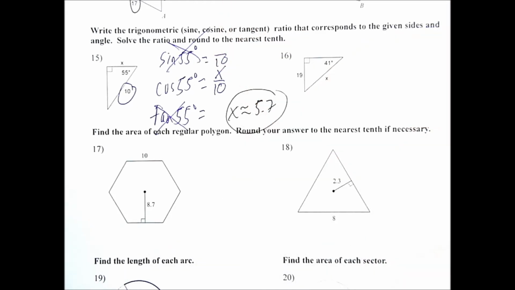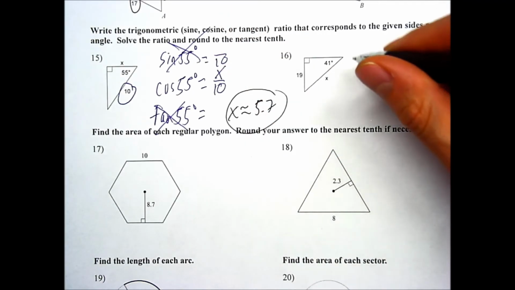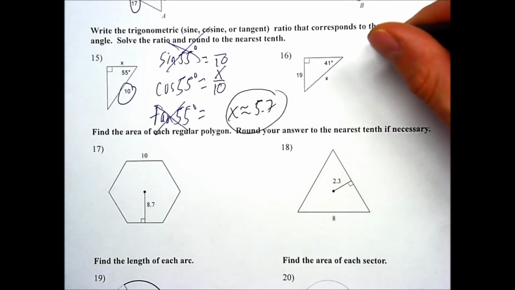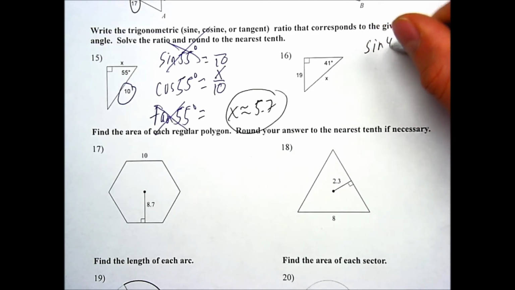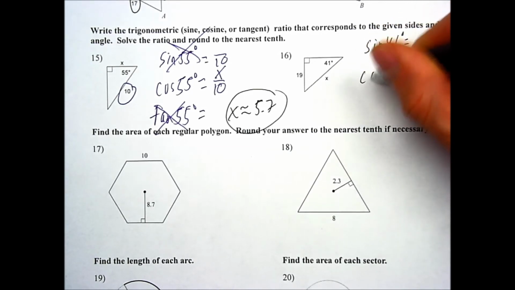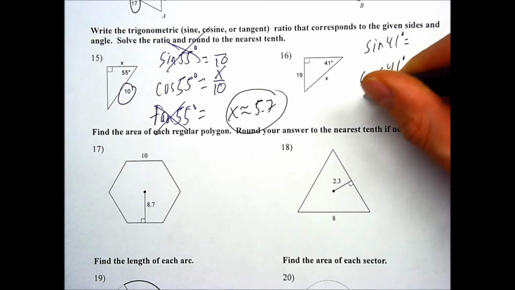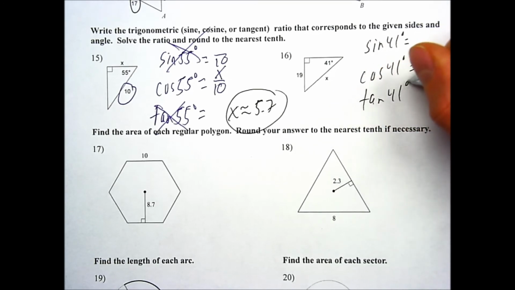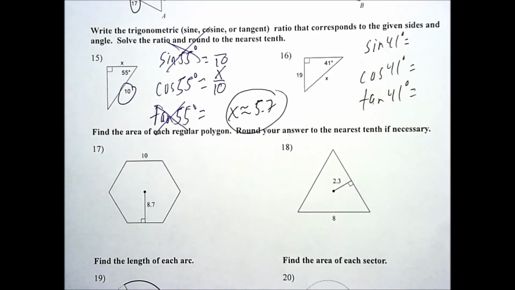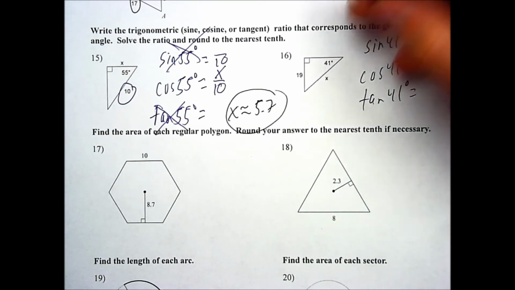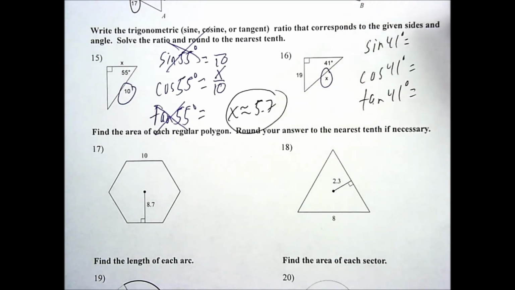Set up the ratio. Similar deal here. So on this one, again, we're looking at the sine of 41, the cosine of 41, and the tangent of 41. And one of these ratios is the one I want to use. The other two are not the one I want to use. So I'm looking at this hypotenuse. So I'm either going to use sine or cosine here again, because the hypotenuse is labeled. I'm not going to use tangent. The hypotenuse isn't labeled here.